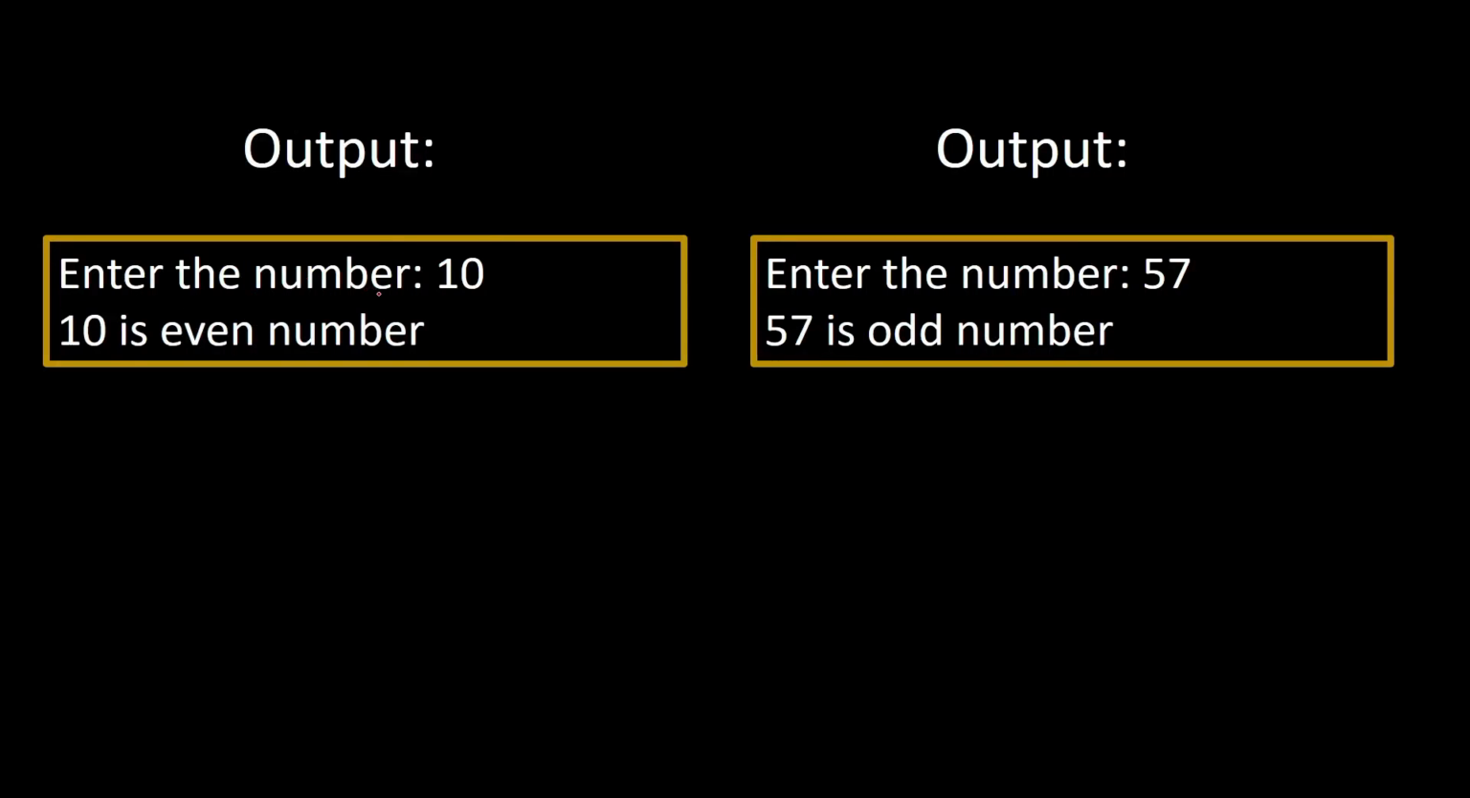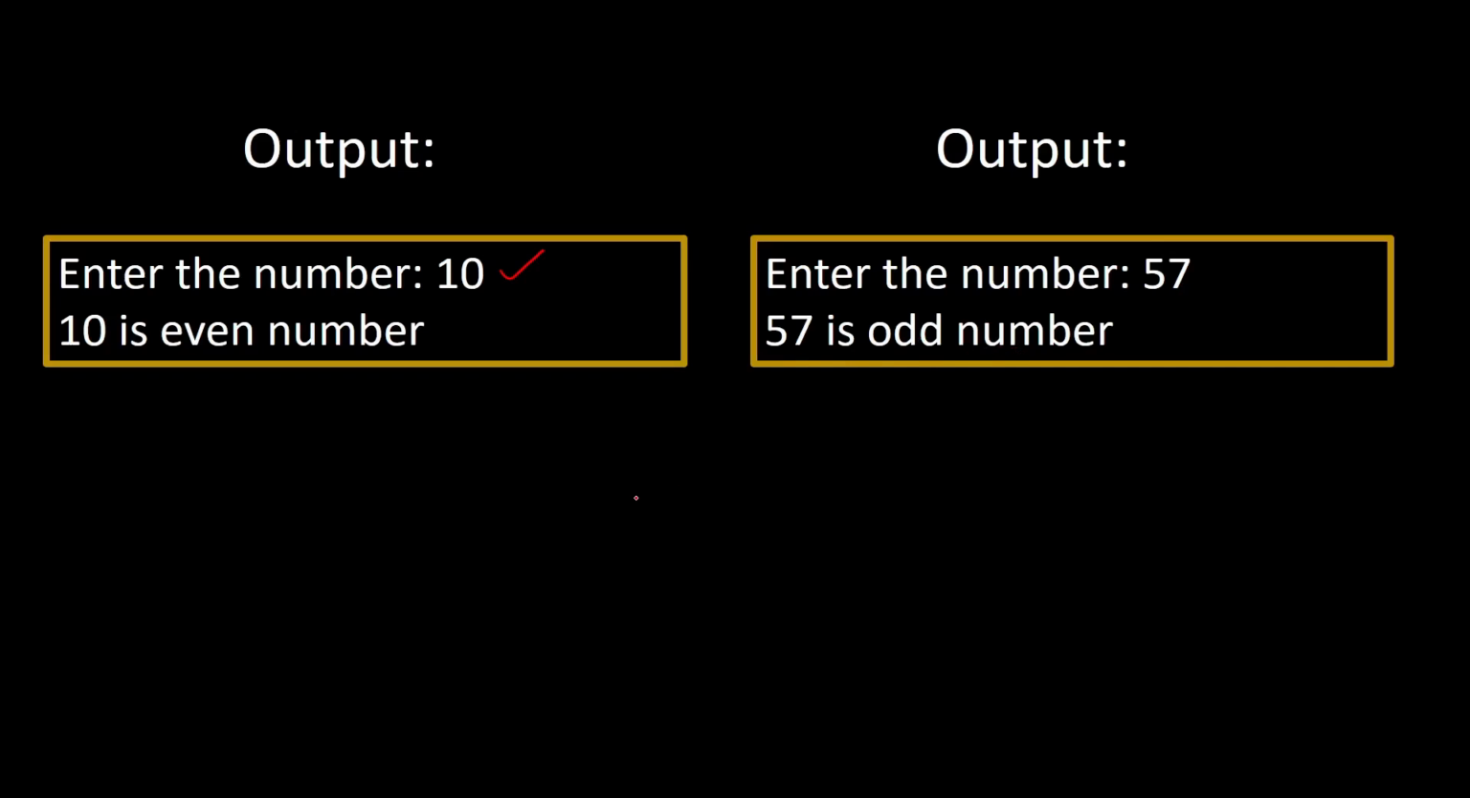I should be asked to enter a number. So let's say I enter 10. As you know, 10 is an even number, so I should be told that 10 is an even number in the output. If I enter 57, 57 is an odd number, so I should be told 57 is an odd number.